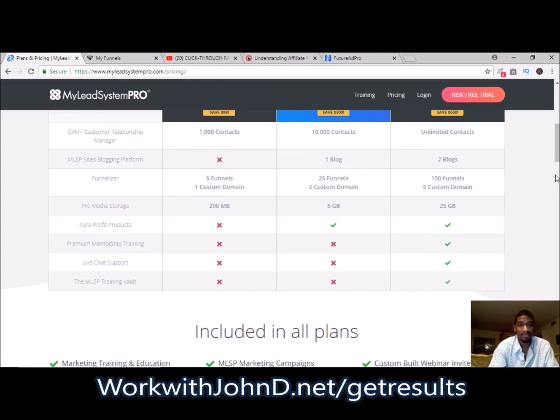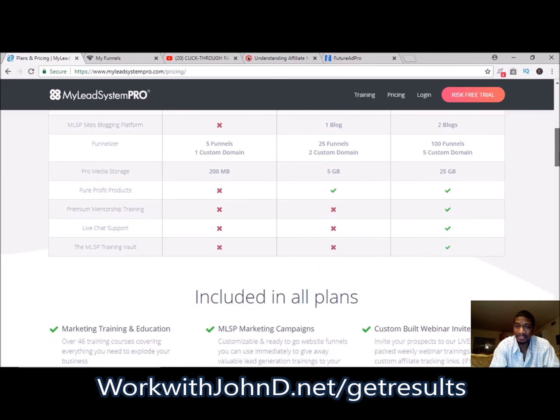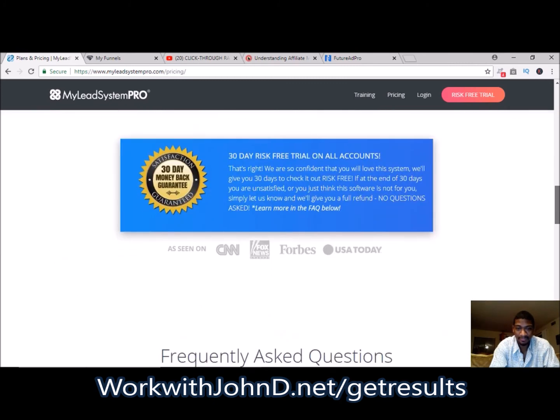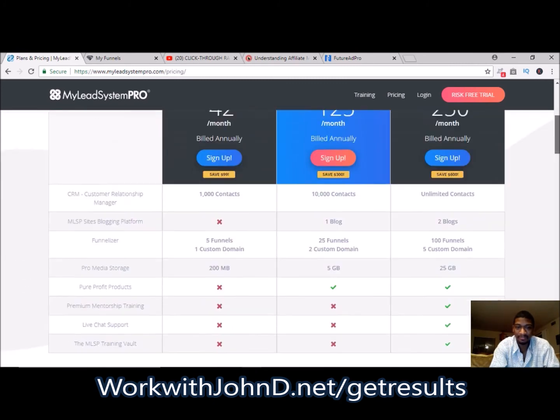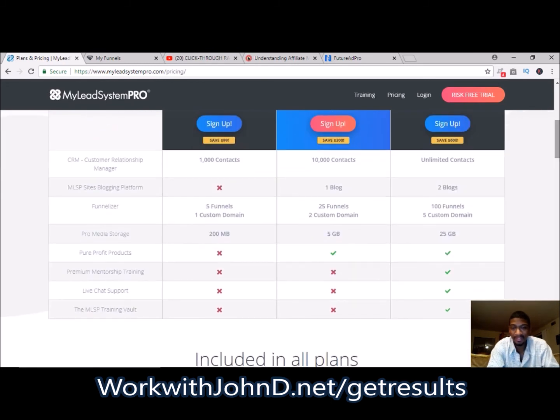Of course, there might be some back end costs, like if you want to have an autoresponder, but you don't need that right away, because within MLSP you get access to 500 contacts. This is different from the CRM. But you can have up to 500 leads within the MLSP back office. Beyond the 500 leads, you'll need your own separate autoresponder. So that might be an additional cost.